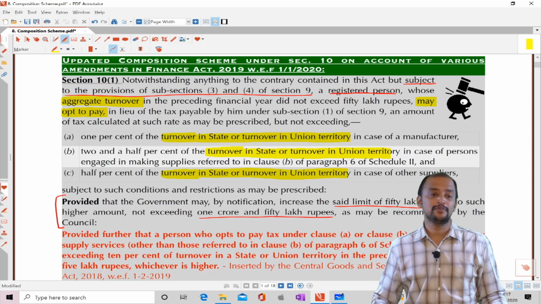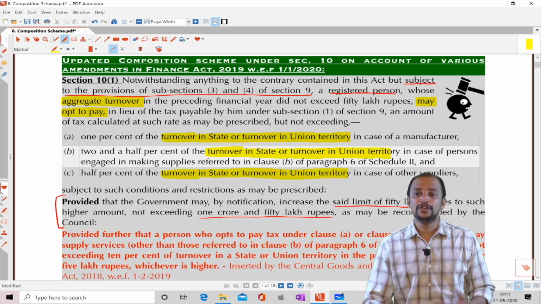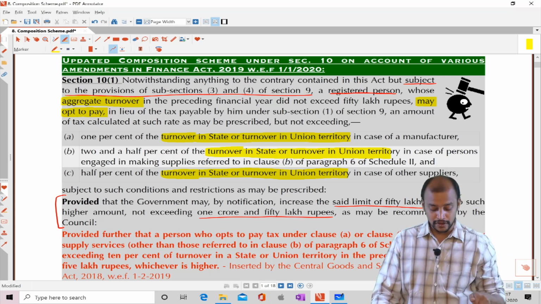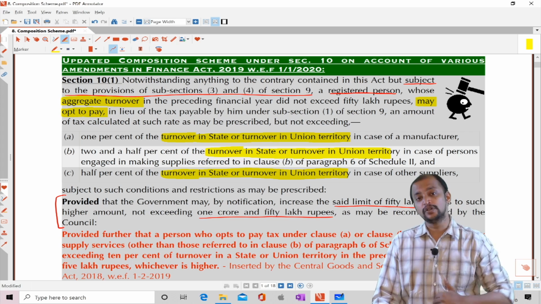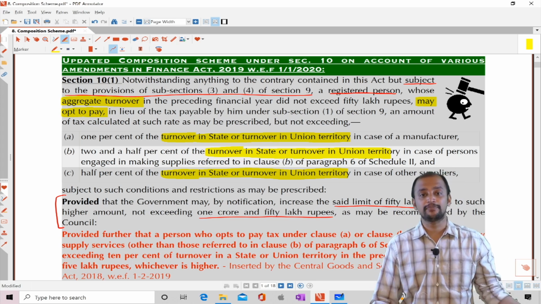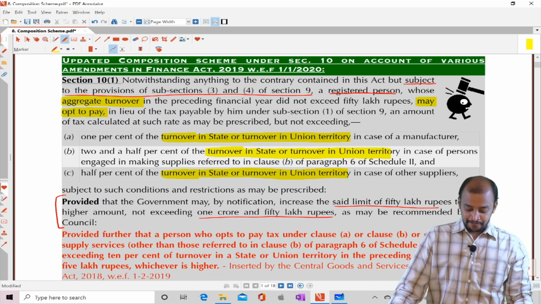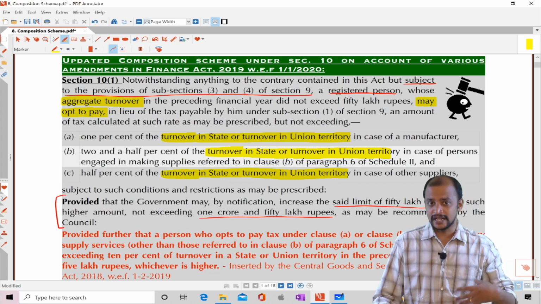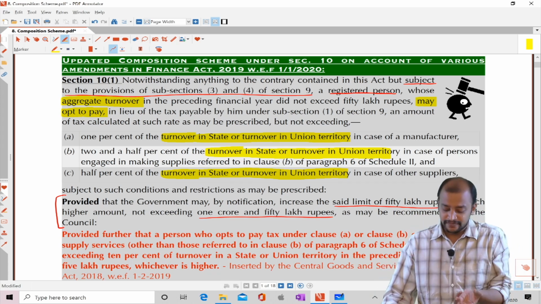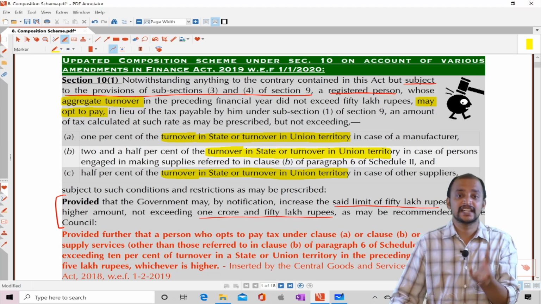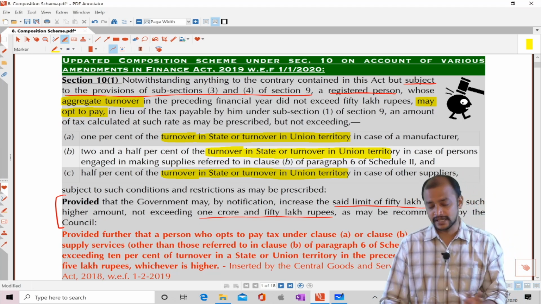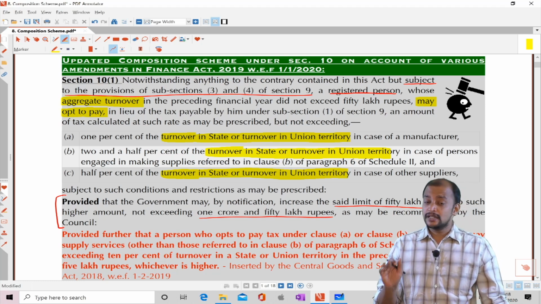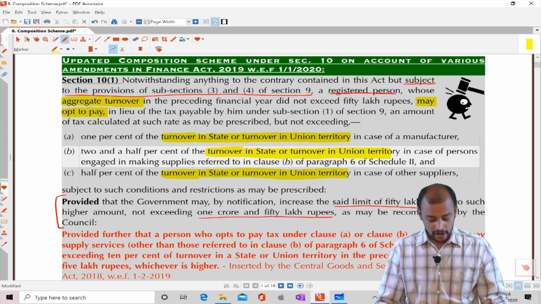Once you have opted for composition scheme, thereafter you need to take the turnover during the current year, and then you need to calculate that 1% or 5% as the case may be. How 5% we have got? Actually in IR, I'll tell you those rates later, but try to understand this, because I wanted to explain to you the difference between aggregate turnover and turnover. I just gave you this clarity, and that rate we will see a little later. And this is optional. If you want, you go, otherwise not required.